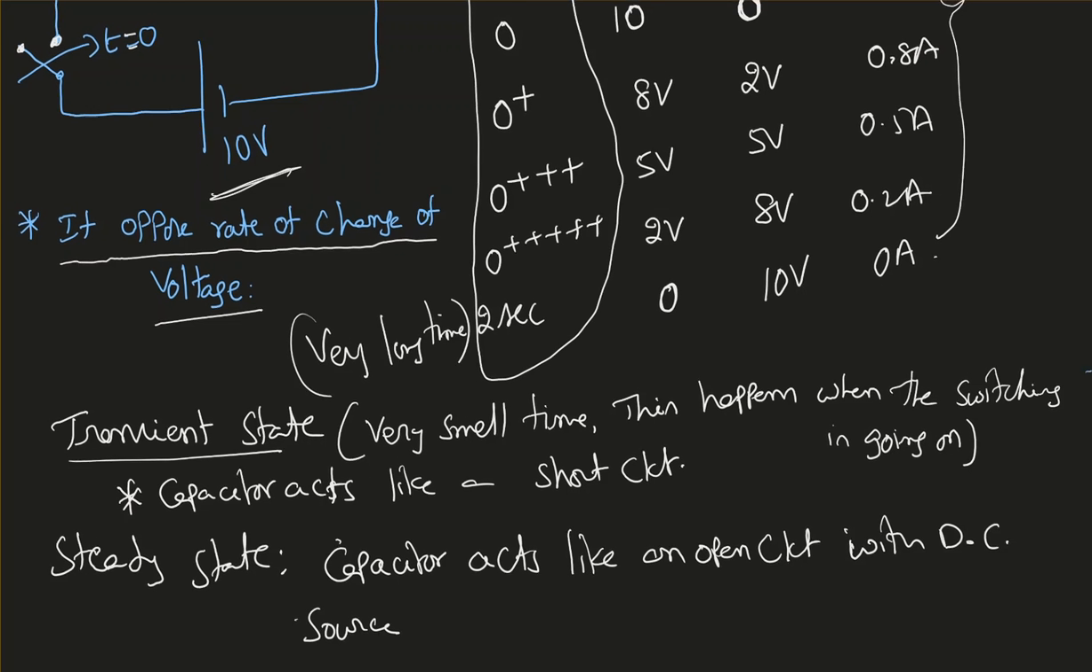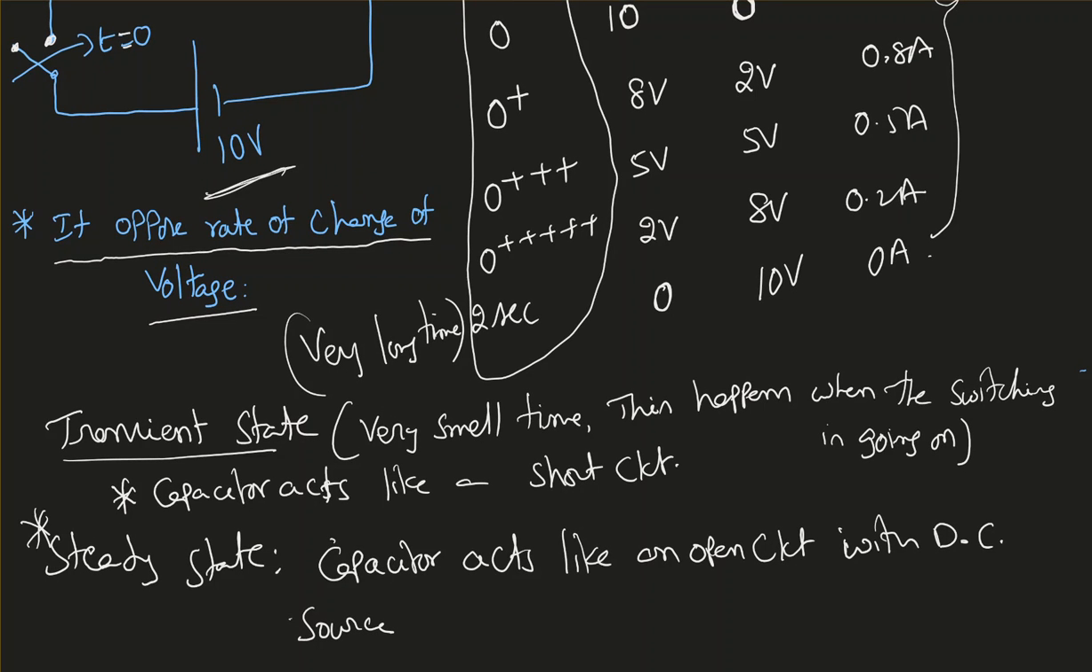This statement is really important. In DC, unless I specify the transient state, we always talk about the steady state. Steady state is nothing but the switch has been closed for a long time. In steady state, the capacitor acts like an open circuit with a DC source.